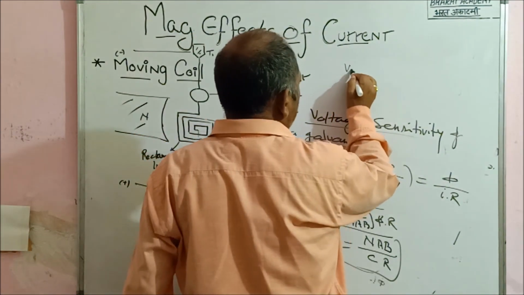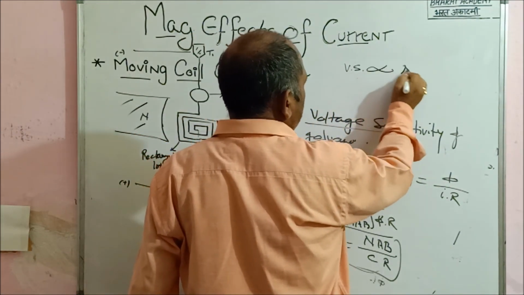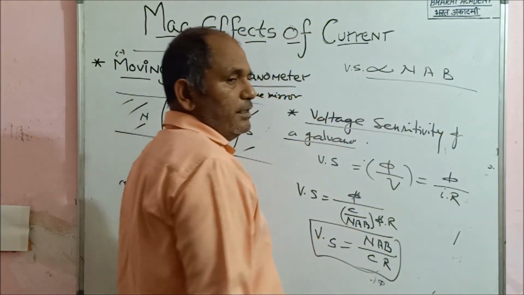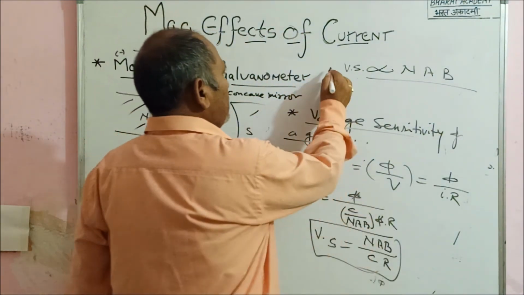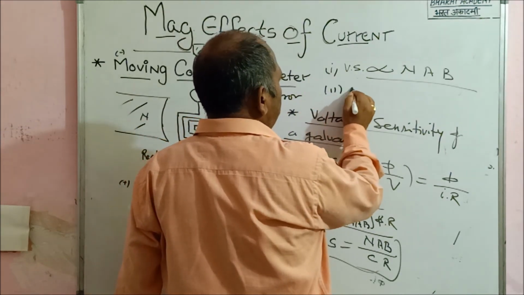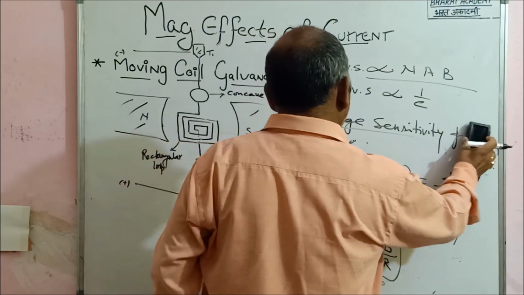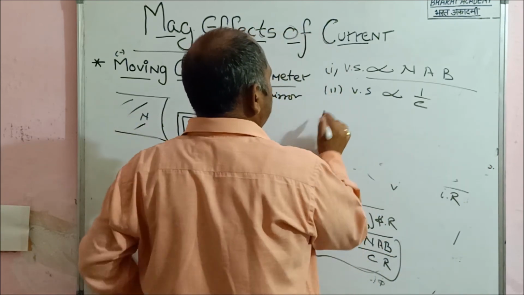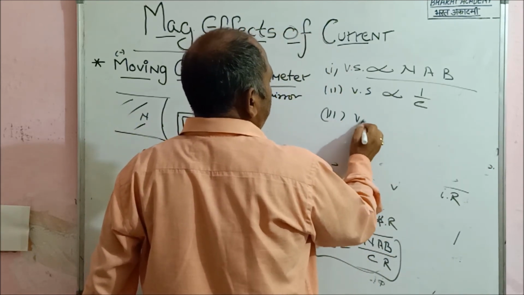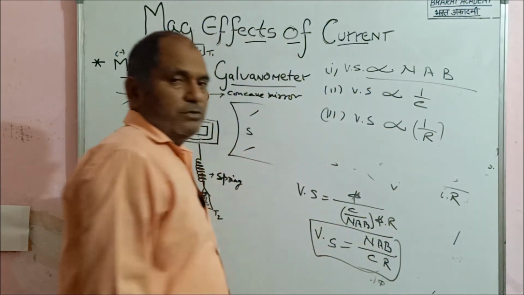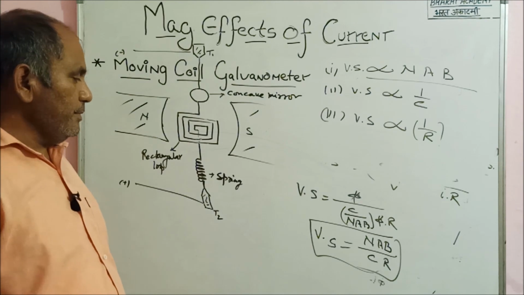So from this we got Vs is directly proportional to NAB. These are the practical aspects, right? We can't increase them beyond a certain limit. And the second factor, Vs is inversely proportional to the torsion constant. And the third factor here is Vs is inversely proportional to resistance. Means the resistance of the coil should be minimum.